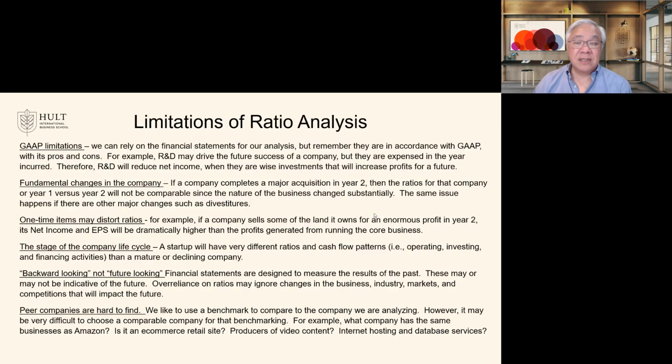So there are limitations on ratio analysis, because we could do these. They're fairly easy to do. One is GAAP. We rely on financial statements, but there are pros and cons to GAAP. For example, R&D is an expense based on the rule that we expense R&D as we spend the money. But why do we do R&D in the first place? We do it because we're investing in future innovations.